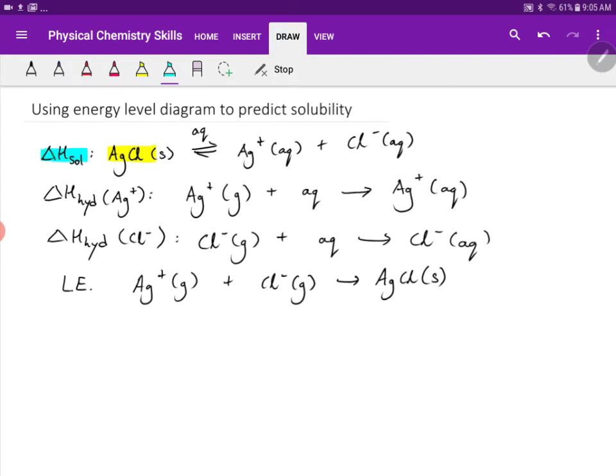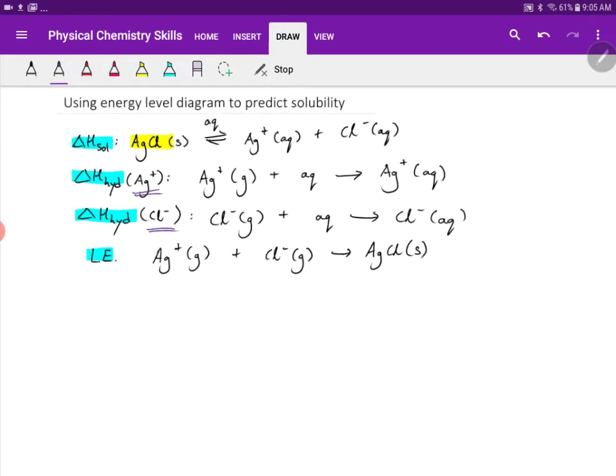We need the delta H solution of the solid itself. We need lattice energy. We also need delta H hydration, which is unique to the individual ion itself. So we have one for Ag plus and we have another one for Cl minus. Before we can draw the energy level diagram, let's first start by drawing the energy cycle.